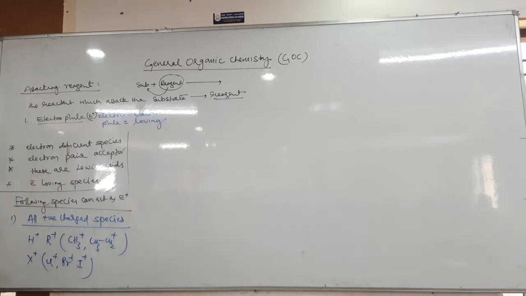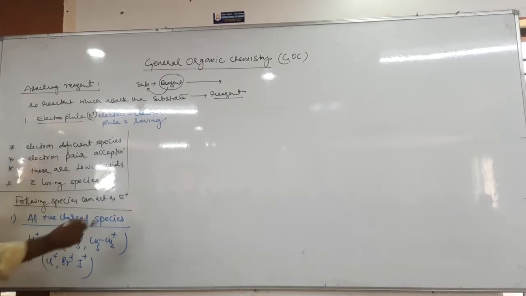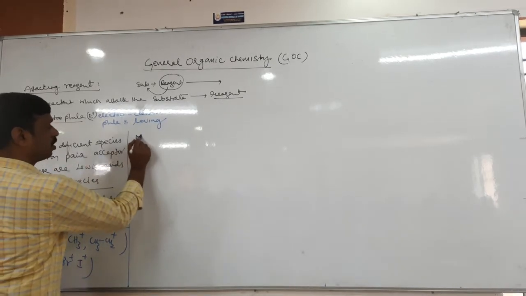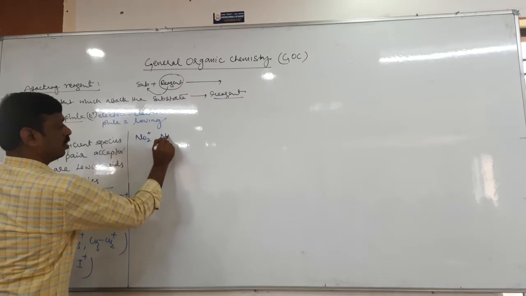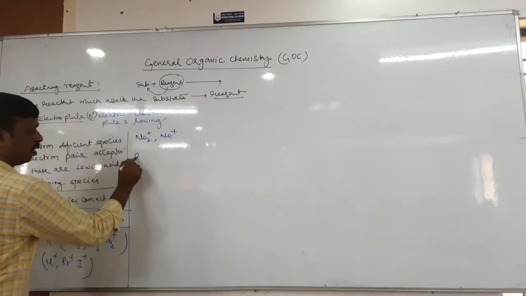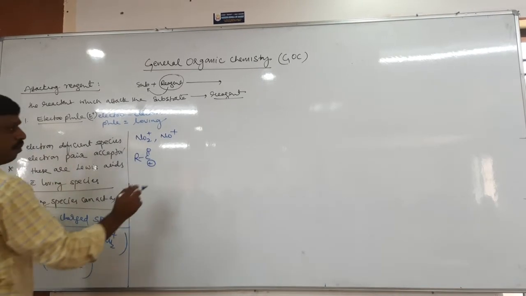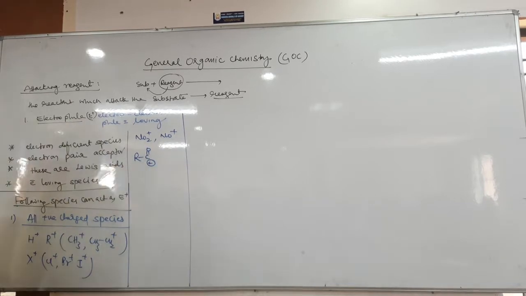Why not F plus? F has the highest electronegativity. It has a tendency to get a negative charge, not a positive charge. It never loses electrons. Okay. So therefore, it is X plus. You can even take NO2 plus, NO plus. Okay, many more. All these are examples of electrophiles, but there are exceptions.